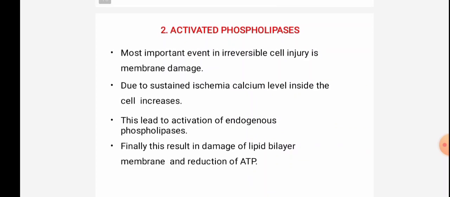Then phospholipases are activated. The most important event in irreversible cell injury is membrane damage. Due to sustained ischemia, the calcium level inside the cell increases, and it causes the activation of endogenous phospholipases. Finally, the result is damage to the lipid bilayer membrane and reduction of ATP generation.